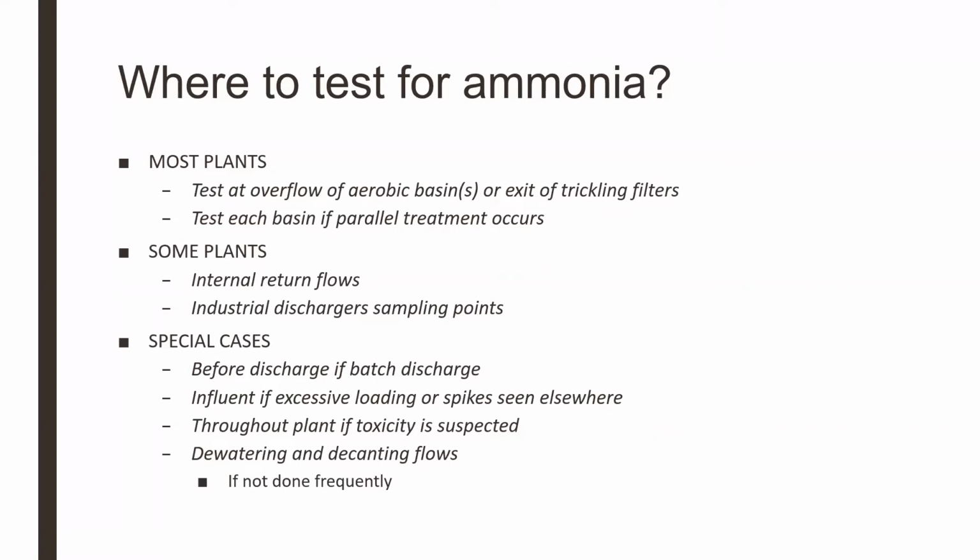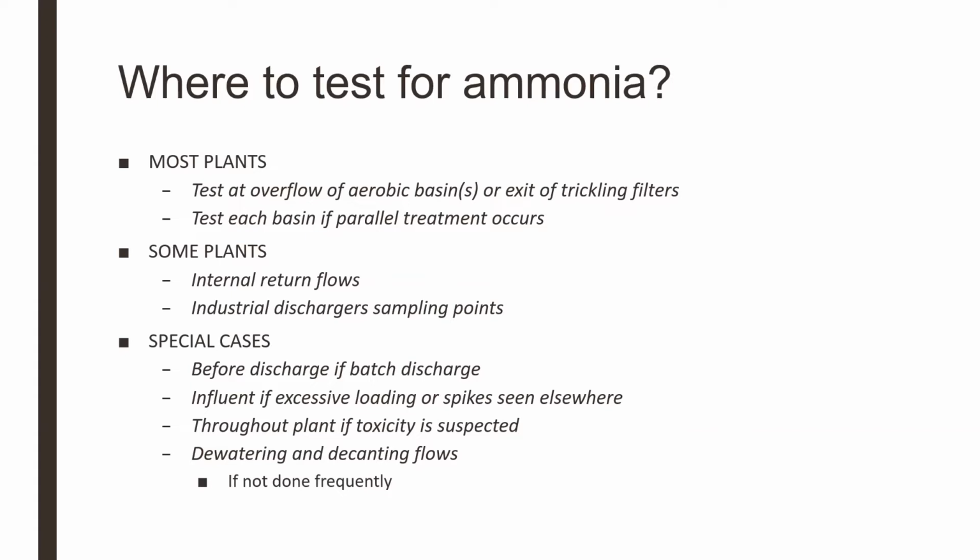So if something toxic has come in through the collection system, poor ammonia removal or a complete lack of ammonia removal is a good indicator that something toxic may be in your system. Occasionally, you might also want to monitor dewatering and decanting of biosolids, so the flows that are coming off that, especially if you're not doing this on a regular basis.